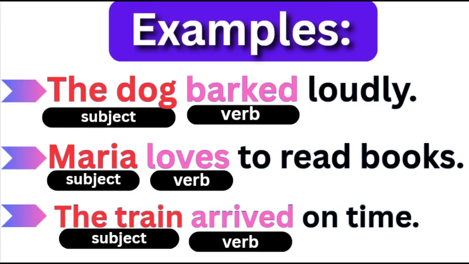All right, now let's move on to the main types of sentences. First up is the simple sentence, and it's really easy. A simple sentence means it has only one independent clause. That means it has just one subject and one verb, and it gives a complete idea. Examples: The dog barked loudly. One subject, one action. Simple, right? Maria loves to read books. The train arrived on time. See? Super easy. Just one main idea. That's what makes it a simple sentence.